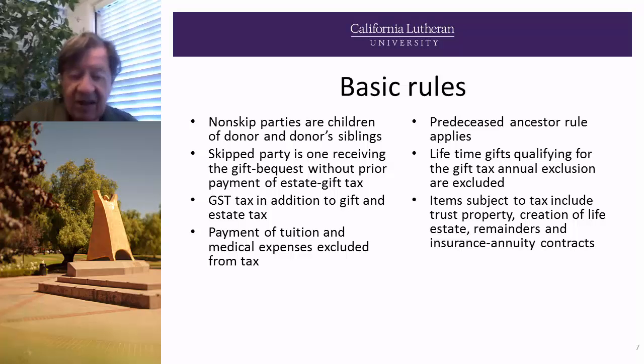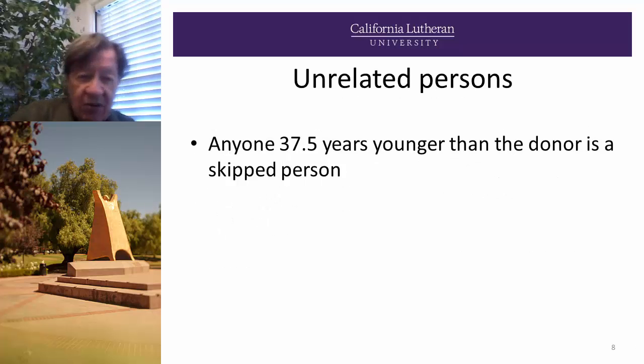Again, it's best to get these out of your estate, obviously, and if you have an insurance policy that you buy and give to your grandchildren, and you keep it under $14,000 a year or whatever the annual exclusion is that year, you're all right. It's when you set up a policy and then the proceeds go to the children or grandchildren. An unrelated person is anyone 37 and a half years younger than the donor, and it's called a skip person, and it's subject to tax.